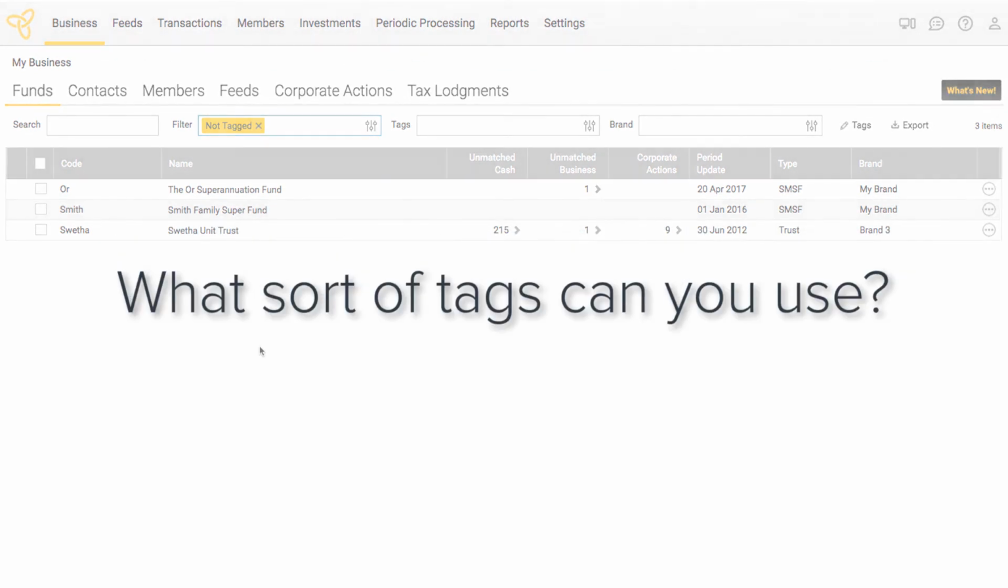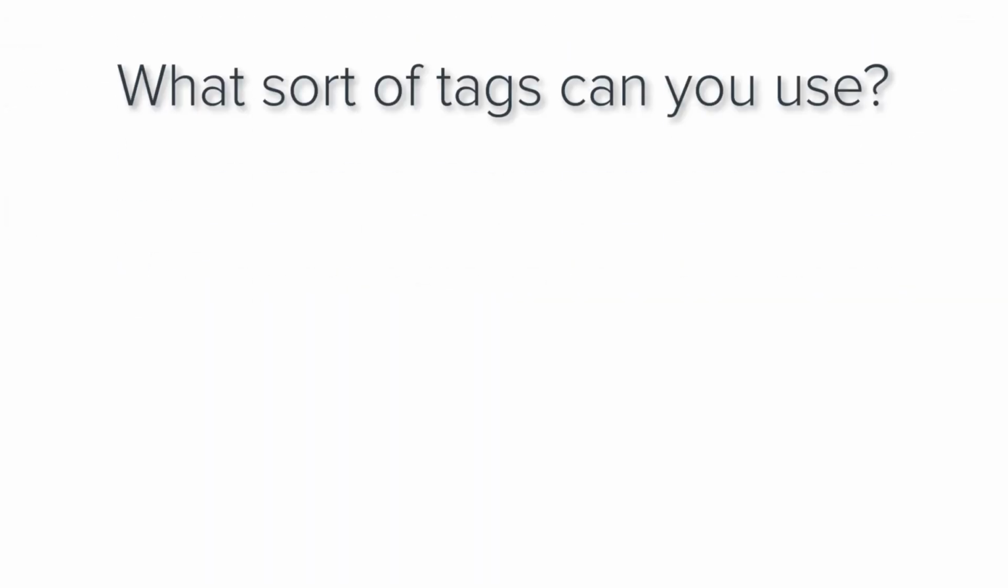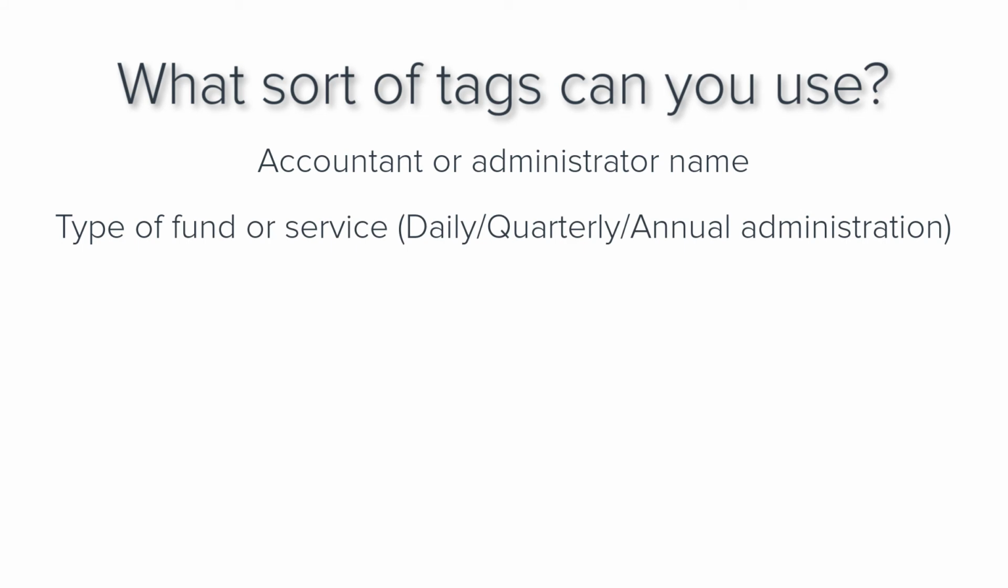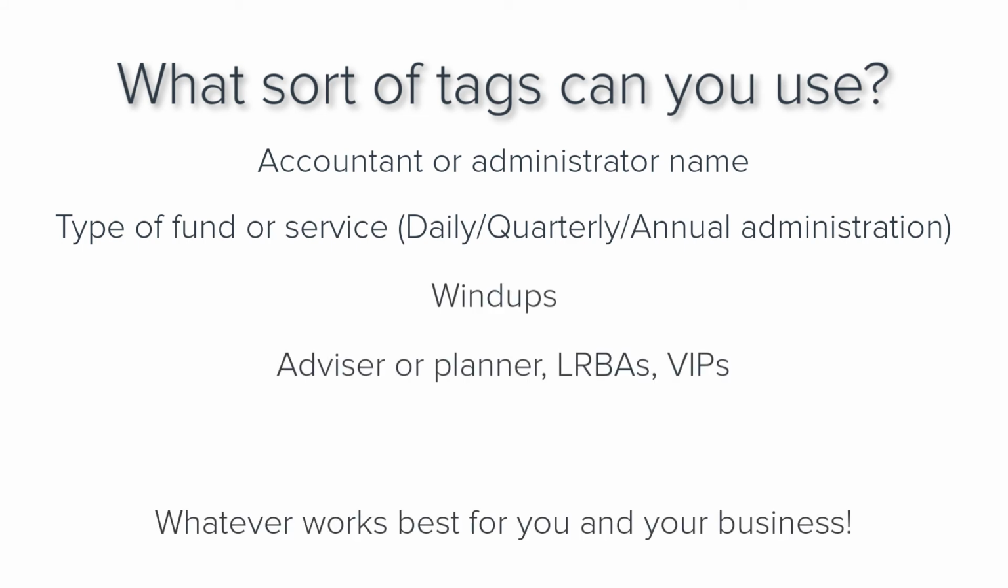So, what sort of tags can you use? Some common tag types which would be quite useful would be by the name of the accountant or administrator, the type of fund, wind-ups, and so on. Class gives you the flexibility to set these up however you want, for whatever works best for you and your business.